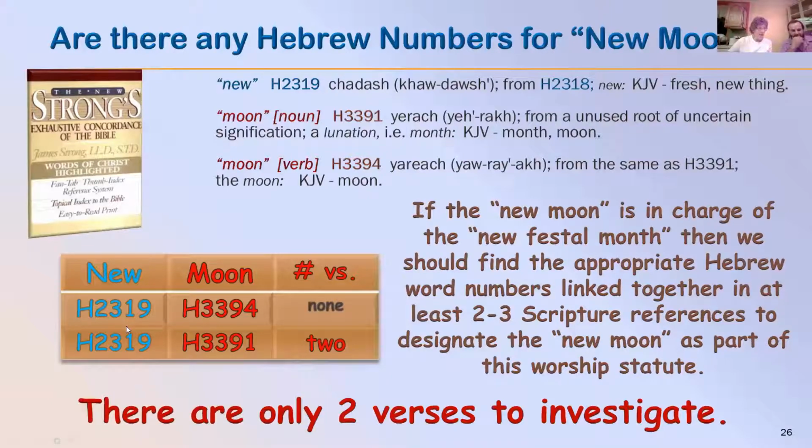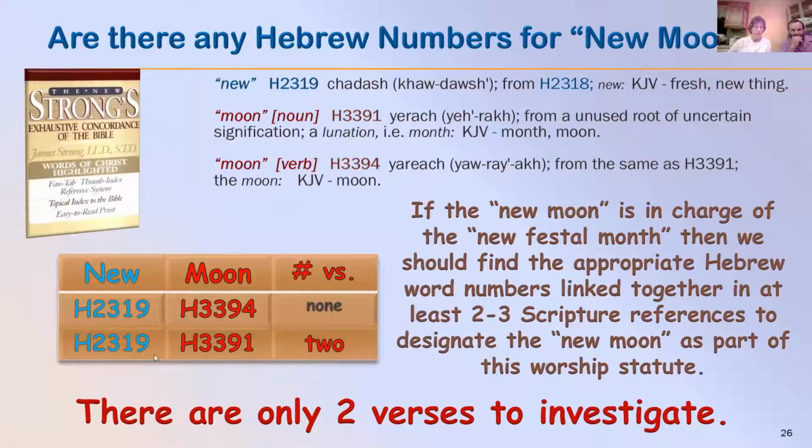Yes. Okay, and then I took 2319 as new, and I put it together with 3391, which is that Yorek and Yorok, whichever one it is. It's the lunation cycle. There were 2 verses that came up with these 2 numbers together in the same verse. So there's only 2 to investigate. And I thought you might like to see them.